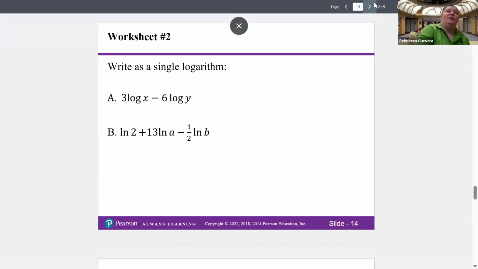Okay. So we hadn't done a product, but we have one in here for you to try on your own. So we have 3 log x minus 6 log y. So combine that into a single log. And then you have a natural log of 2 plus 13 natural log of a minus 1/2 natural log of b. So try your best to combine that into a single log. And if you end up with fractional exponents, try to convert them back into radicals.